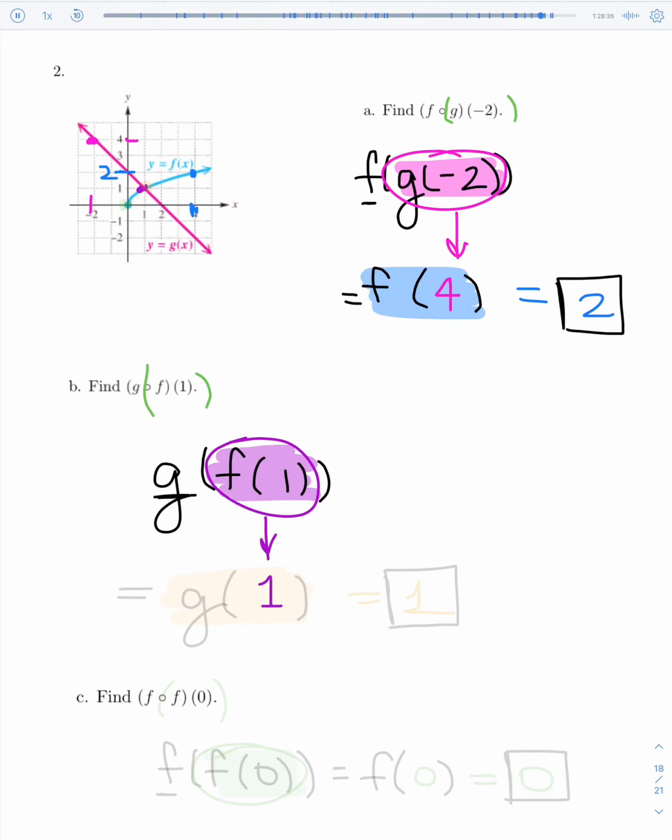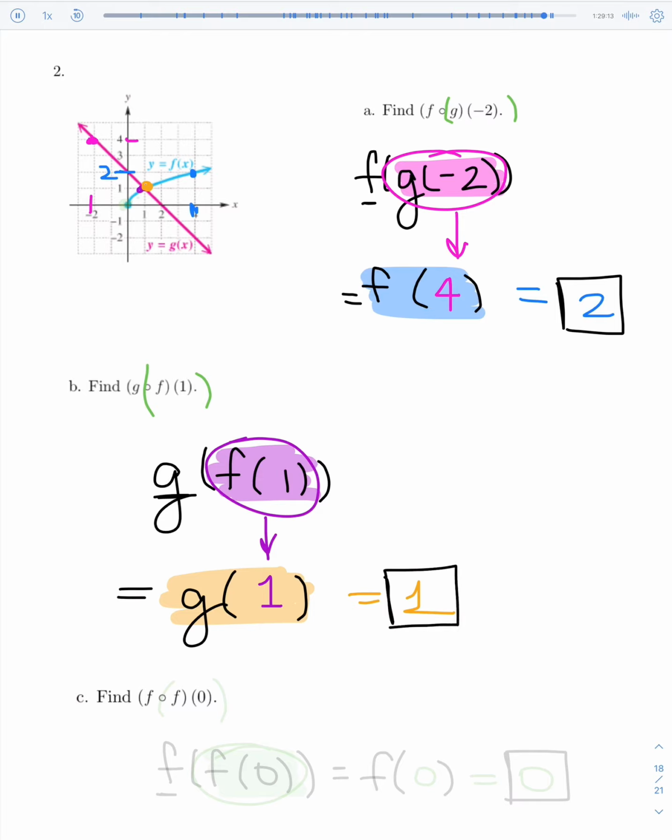However, I'm not done. I still have to deal with g here. So that means I'm going to take this 1 I got out and plug it back into g. So let's take that 1 and plug it back into g, and let's see what happens. Well, plugging our 1 back into g, notice g also goes through that point too. (1, 1). So that means when we plug in 1 to g, we're still going to get out another 1.